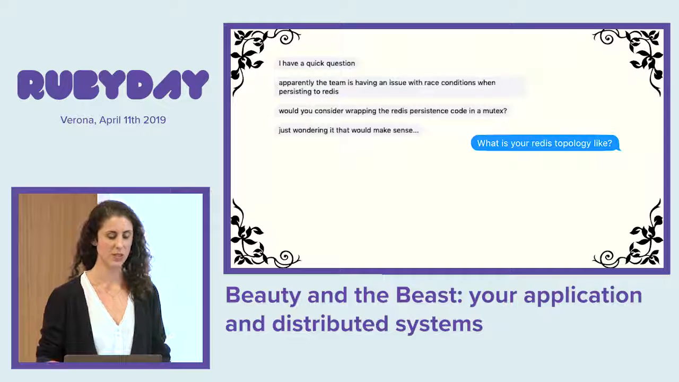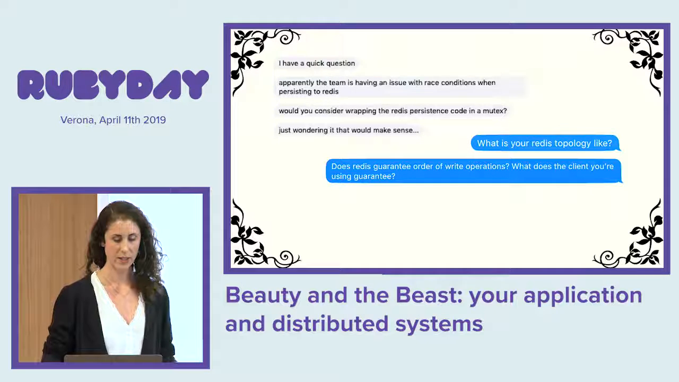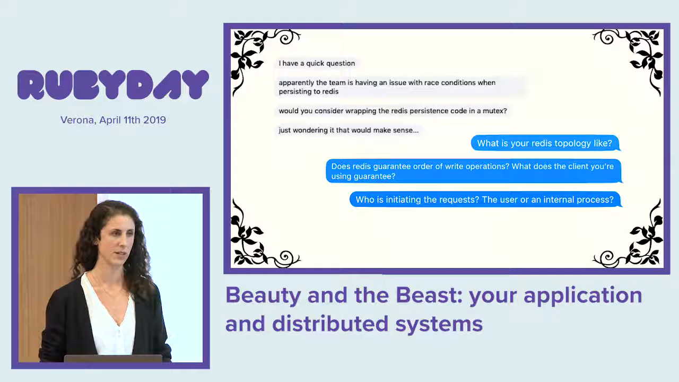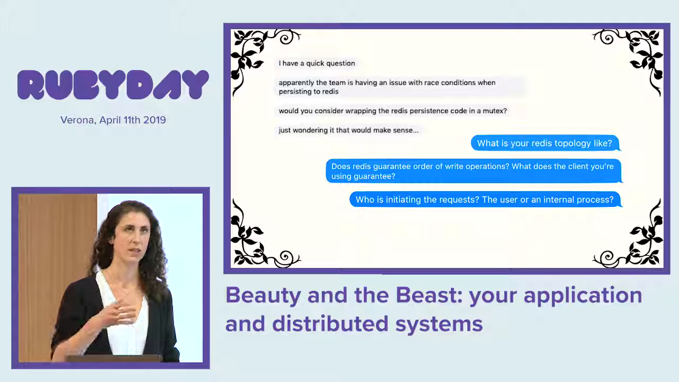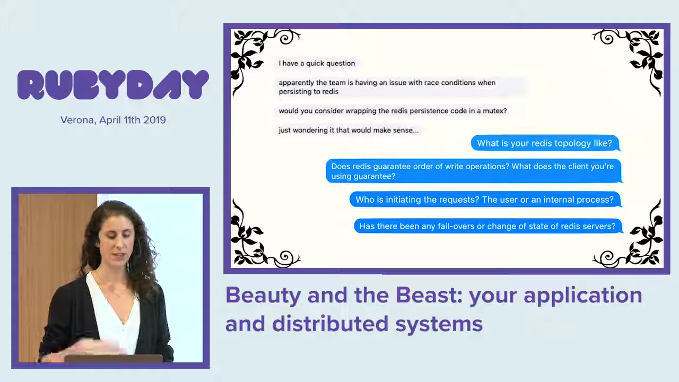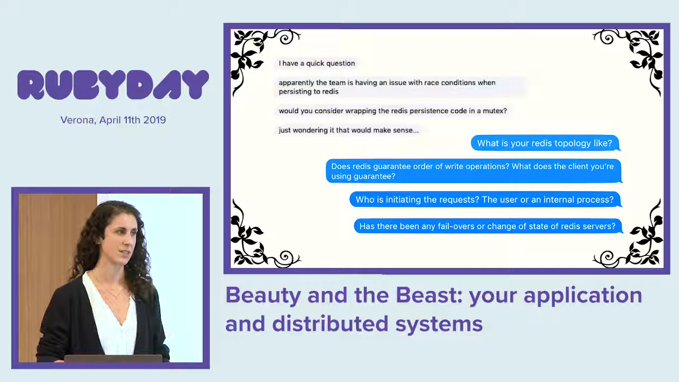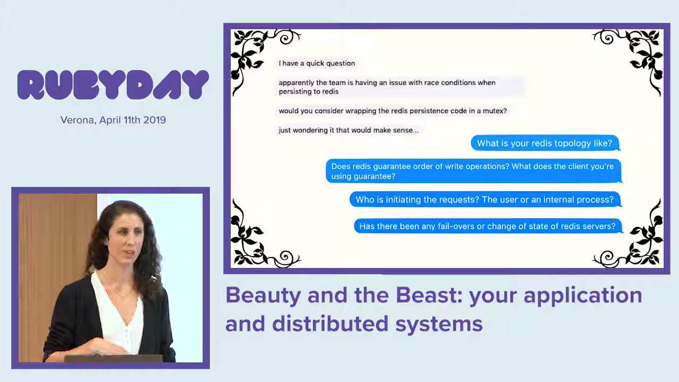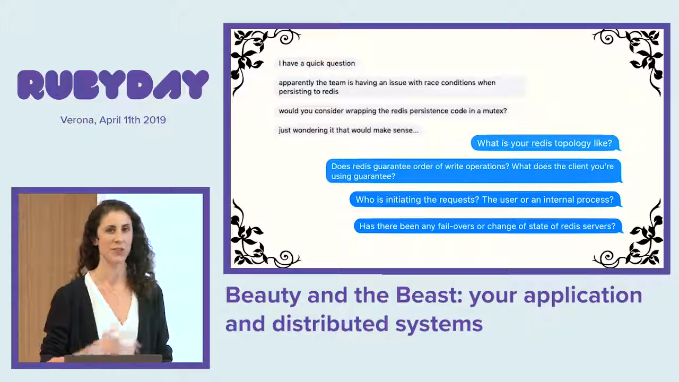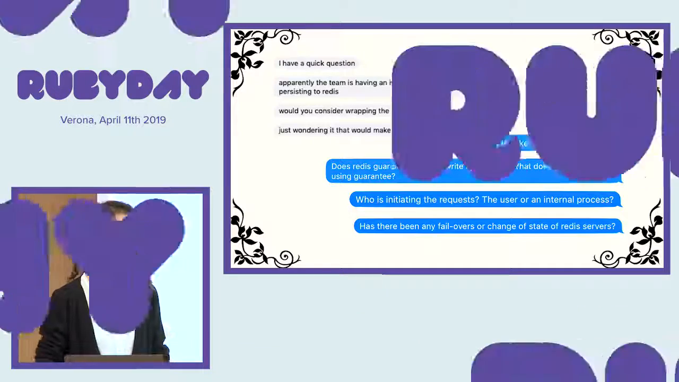So I asked him a bunch of questions, like, what is your Redis topology like? Does Redis guarantee order of write operations? Who is initiating the requests? Where are they coming from? Are there a lot of different services trying to do requests that should be somehow in sync? Have there been any failovers or change of state of the Redis servers? Anyway, we went back and forth for a while, and I think he was able to resolve the problem. And I look forward to seeing what other questions Bear has in the future as he really internalizes some of this distributed systems theory. That's it. Thanks.